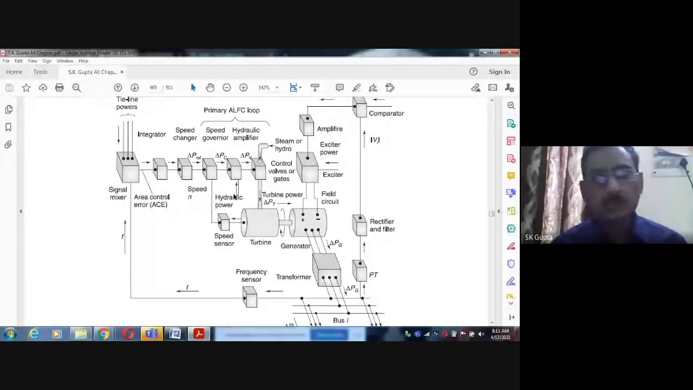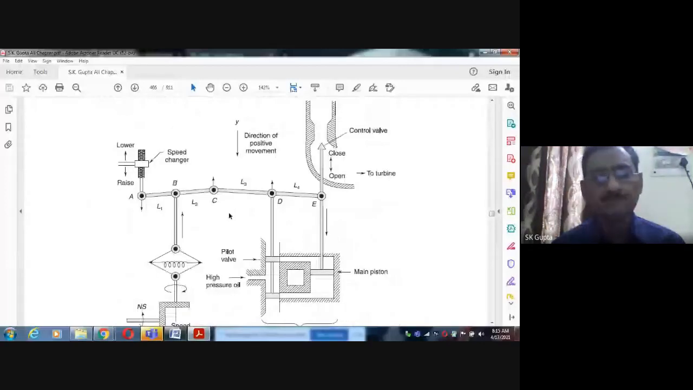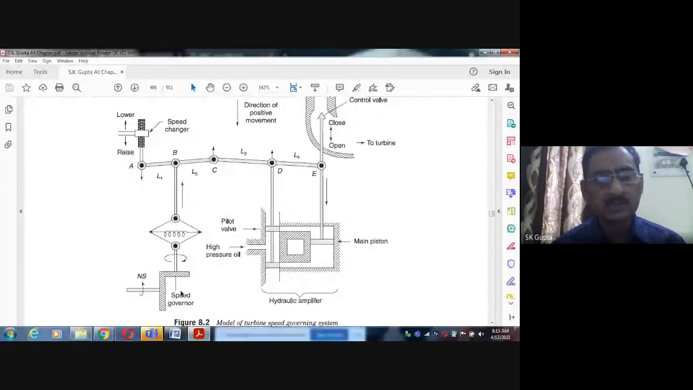Then the detailed schematic diagram of this was described through this diagram. The detailed schematic of that primary automatic load frequency control loop is what we showed in the last class. It is a speed governor. Speed is sensed here, and this speed is converted into this motion, distance, and this displacement is converted into this displacement, and finally this displacement changes the high pressure oil flow into the main piston, which causes the fuel to flow, and this fuel is controlled so that the input is equal to output.